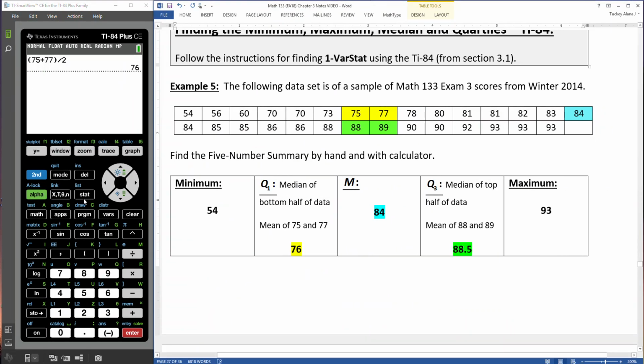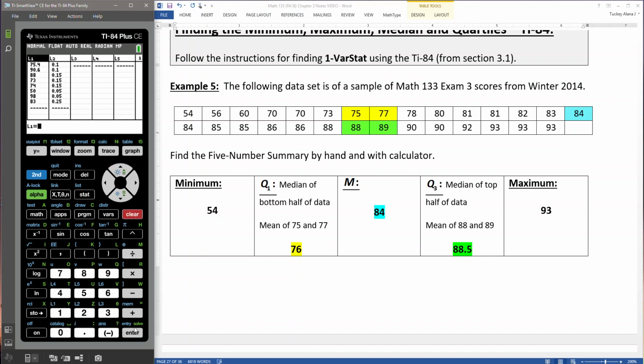I'm going to type in all my data points. So I'm going to go to Stat, I'm going to go to Edit, I'm going to go up and press Clear. And actually, I don't need L2 either. I'm going to clear out both of them just so that it's not there and confusing you. So everything's cleared out, and I'm just going to type in all my data points. So I'm going to pause you. I'll be right back. Okay, they're all typed in.